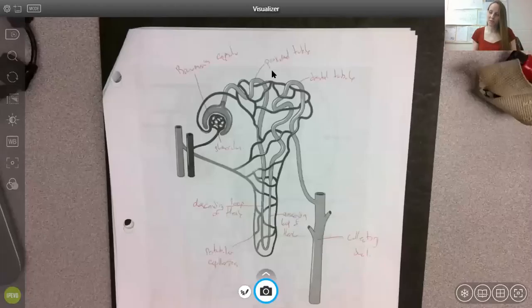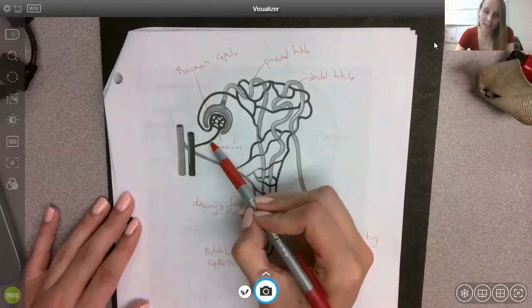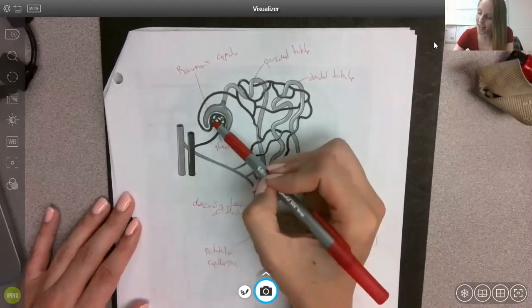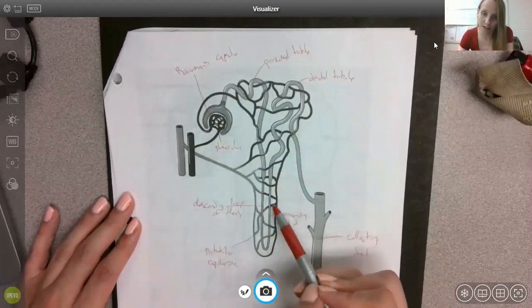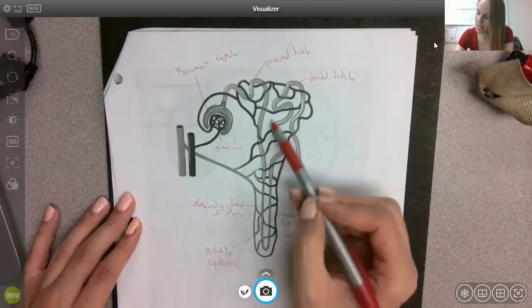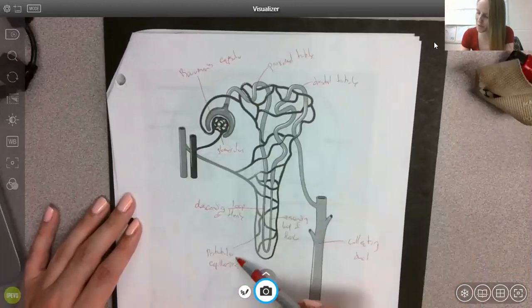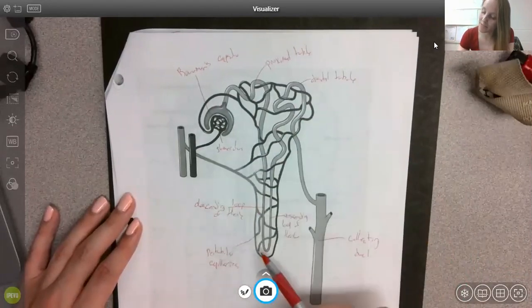Okay, I'm going to quickly flip over to my document cam just to once again review what's happening in the nephron, because there's a lot going on there. First, we'll review the different parts of the nephron. We have the afferent arteriole that comes into the glomerulus, which is right here, and then the efferent arteriole. All of these dark areas and this webbing are the peritubular capillaries.